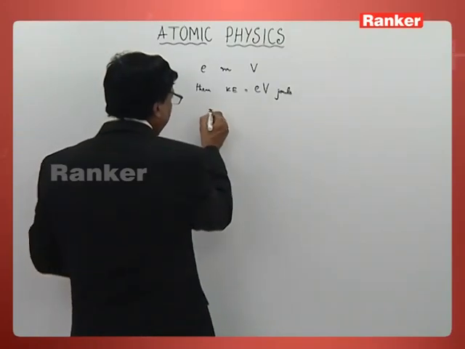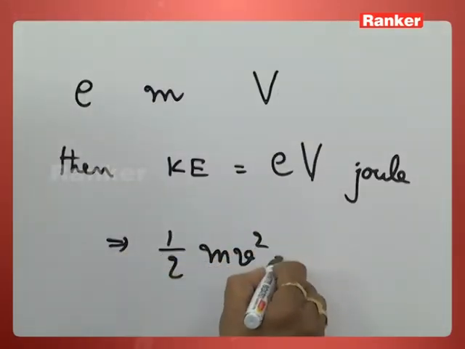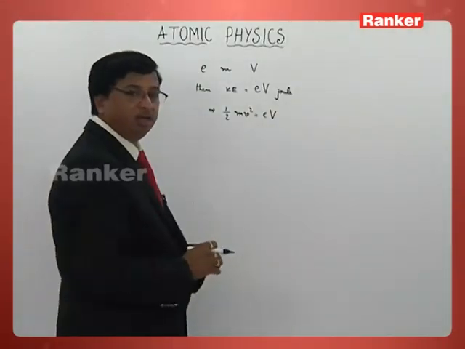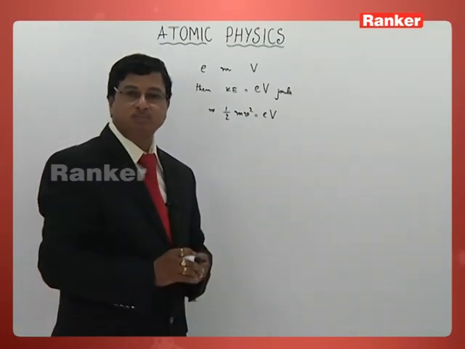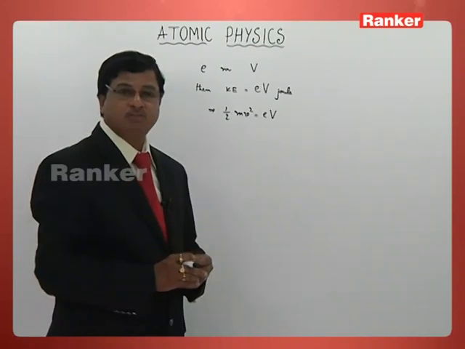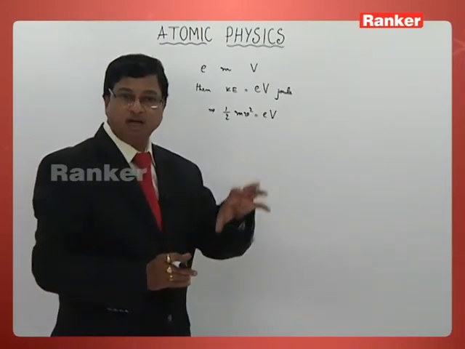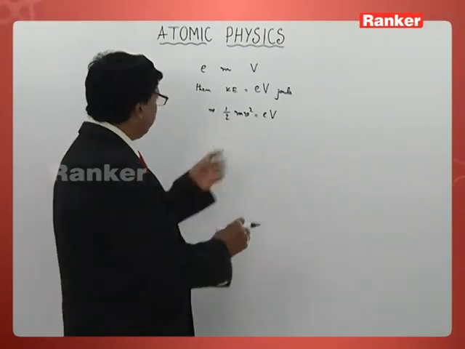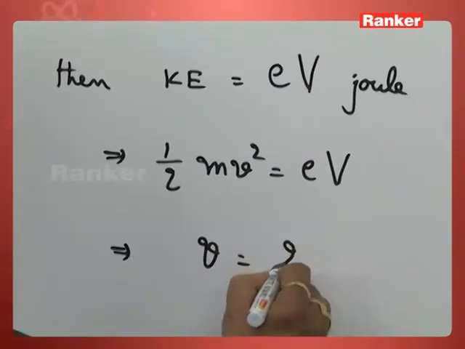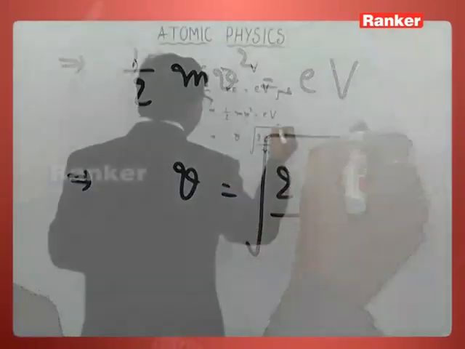What is the formula for kinetic energy? All of us know, half mv square, that is now going to be equal to eV. This small v refers to its velocity and capital V refers to the potential difference applied in the form of an external field on that electron. So from this formula, v is equal to the square root of 2eV by m.